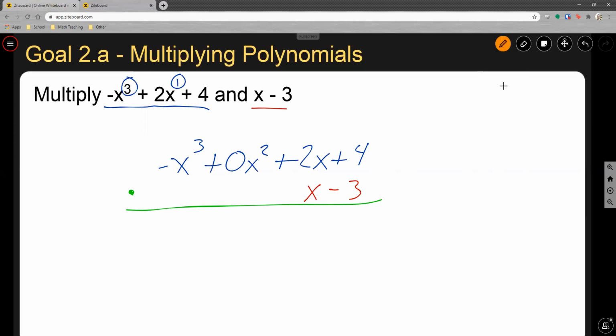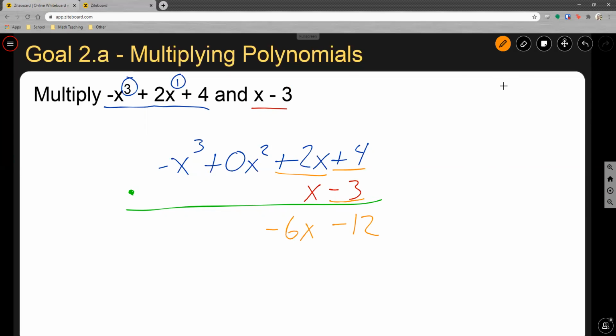So let's step through this. I'm going to start off by multiplying my numbers place. It's not the ones place, it's the numbers place, because I can have numbers of any size in this position. So I'm taking negative 3 and multiplying it by positive 4, which gives me negative 12. I take negative 3 and multiply it by plus 2x. Negative 3 times positive 2 gives me negative 6.